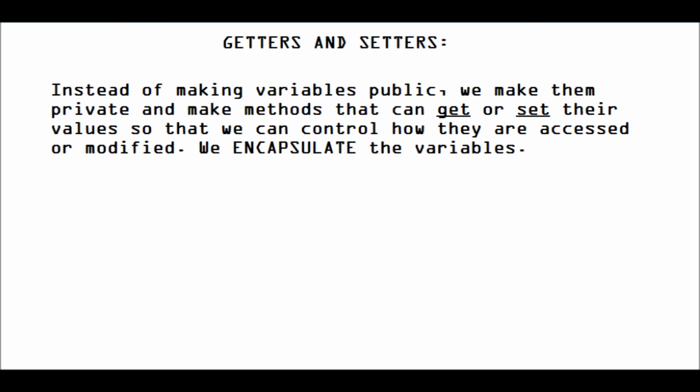But if you do need to access something, or if you need to modify it or get the value, instead of making it public, we can make it private and then make public methods, getter and setter methods, to get the value of that variable or set the value of that variable without directly accessing that variable. So the variable is protected, but you can still modify it or get the value.